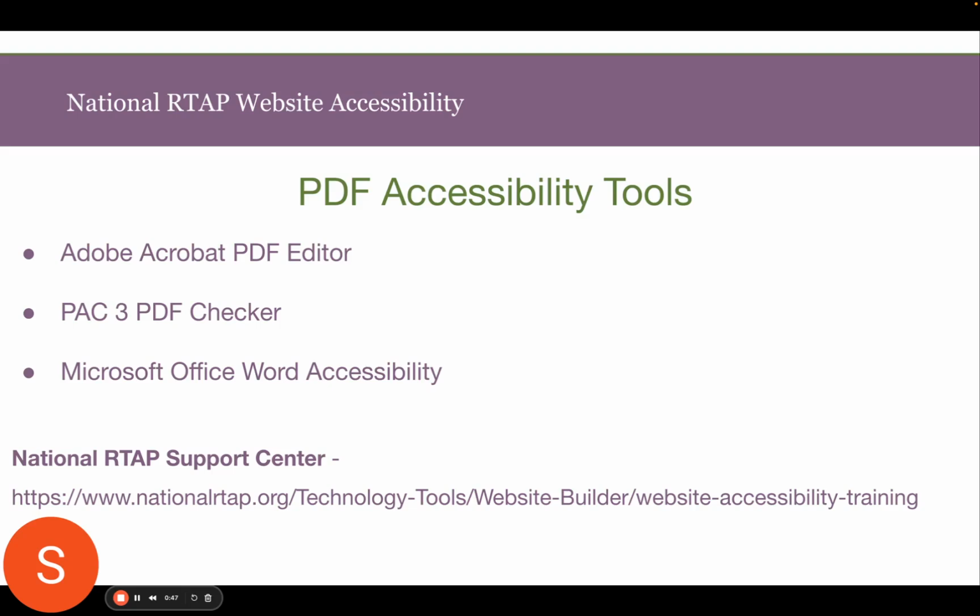Links to these can be found on our National RTAP Website Builder Support Center, which can be navigated to by going to nationalrtap.org. And in the main menu at the top of the page, look for Resources and Website Builder. Once you land on the Website Builder page, you'll see on the left side there's an option for Website Builder Support and Website Builder Accessibility.